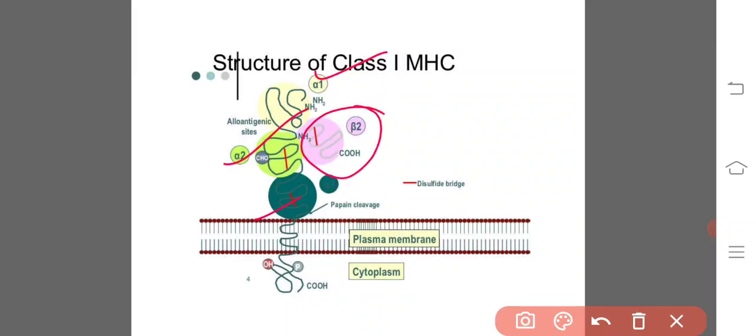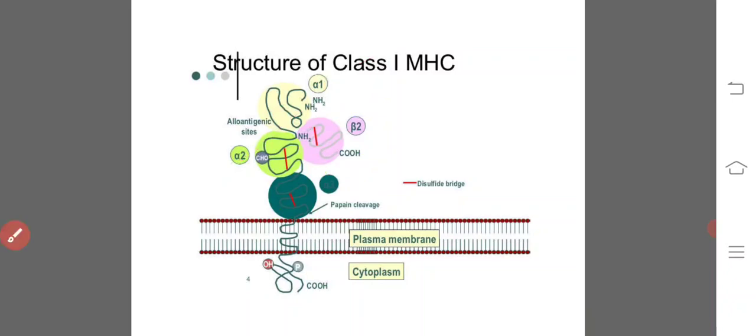Beta 2 microglobulin is a protein encoded by a highly conserved gene located on a different chromosome. Association of the alpha chain with the beta microglobulin is required for the expression of Class I MHC molecules on cell membranes. It is very compulsory. The alpha chain is anchored in the plasma membrane by the hydrophobic transmembrane segment and hydrophilic cytoplasmic tail.